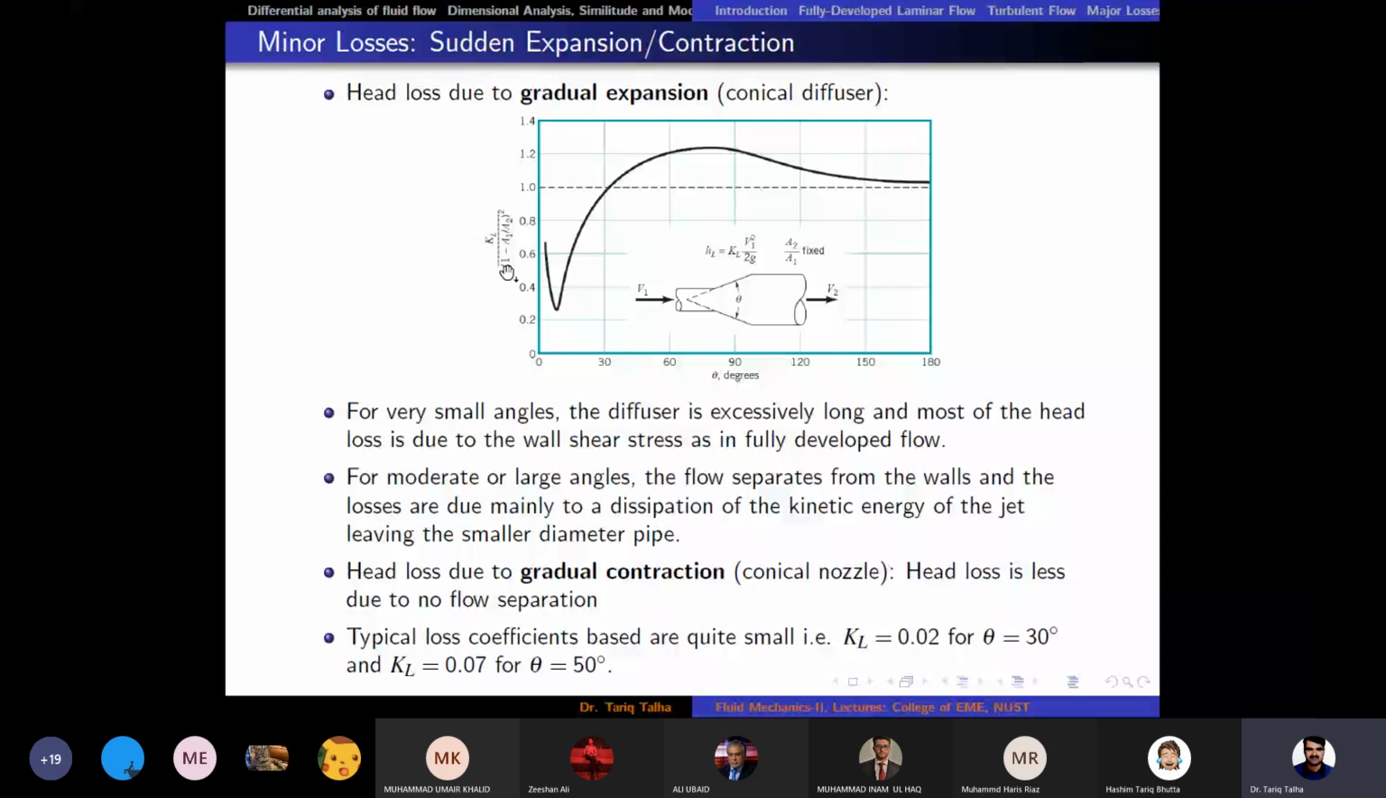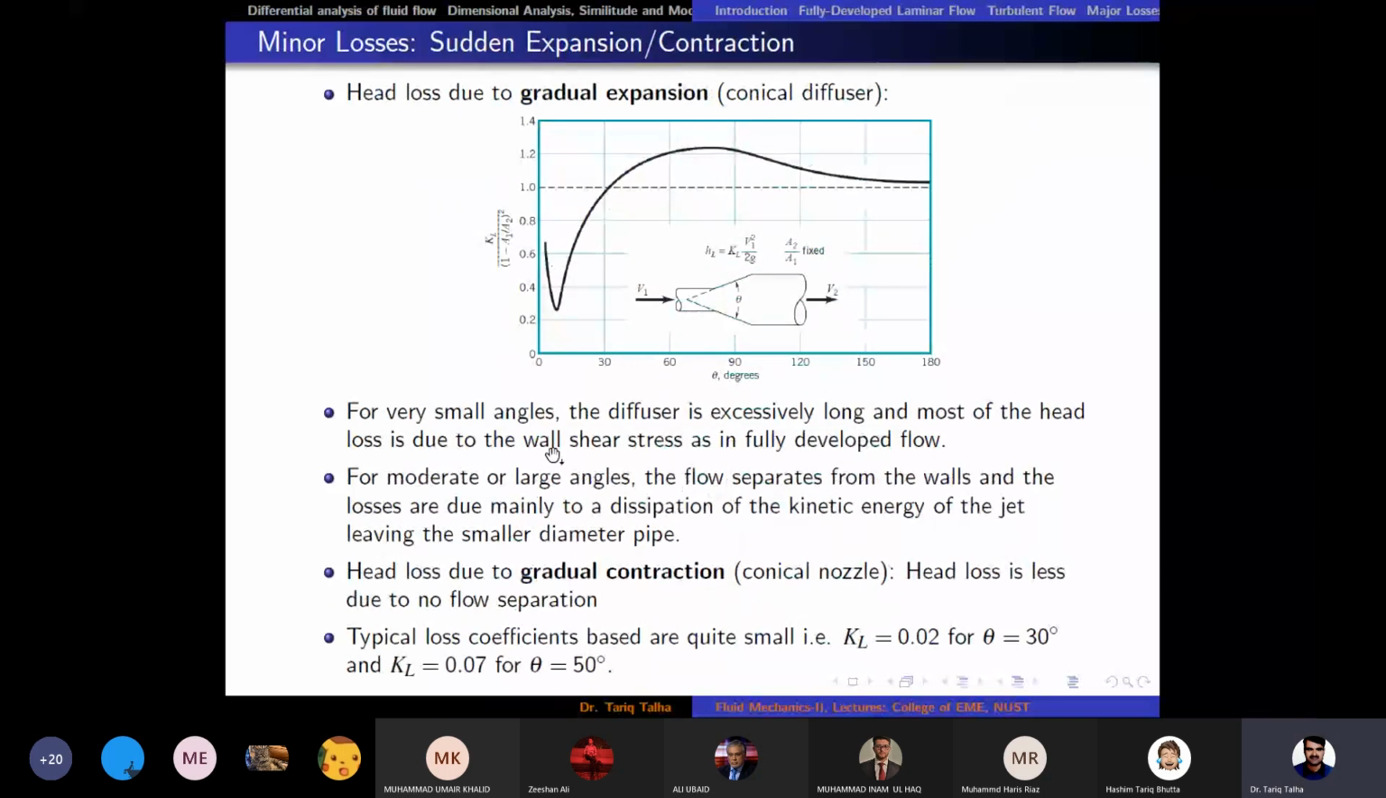You can see that if theta is very small, in the beginning it reduces, and at theta equal to 8 degrees, the losses are minimum, and then the losses become quite high, and at theta equal to 30 degrees, KL becomes equal to 1 minus, because at this point KL upon this ratio would be equal to 1, and this would be applicable.